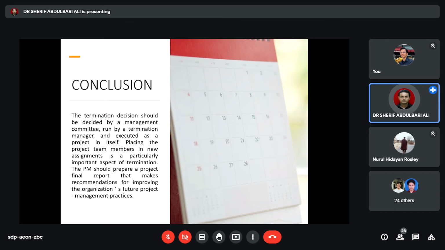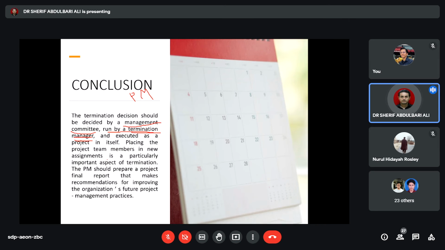Also, the termination decision should be made by the management. It's not by the project manager. It's by the management committee, run by the termination manager. So the project manager here is not involved in termination. It's only the termination manager, who is going to run and execute the project termination itself.